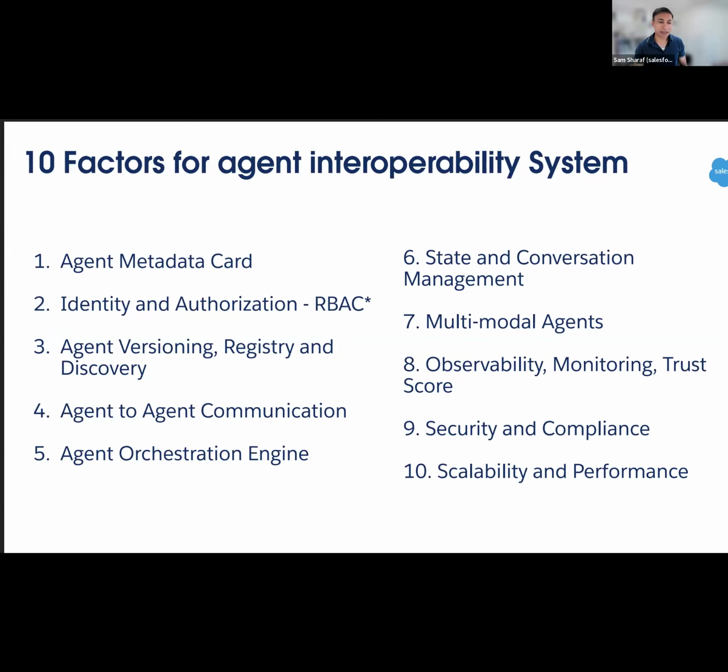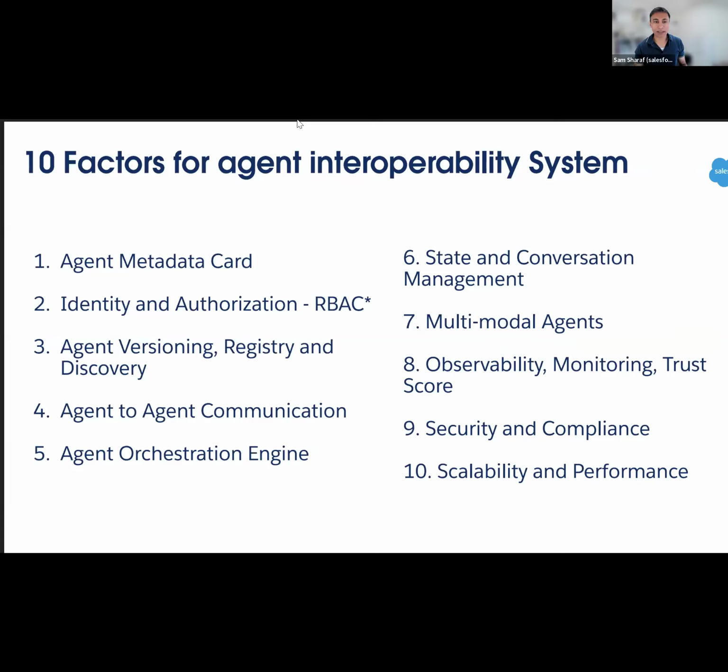And then, very importantly, agent versioning, registry, and discovery, right? As agents improve, we version them, right? And there is a centralized place, similar to the DNS registry for the web. Are we also registering these agents and providing a good mechanism for discovering the agents?